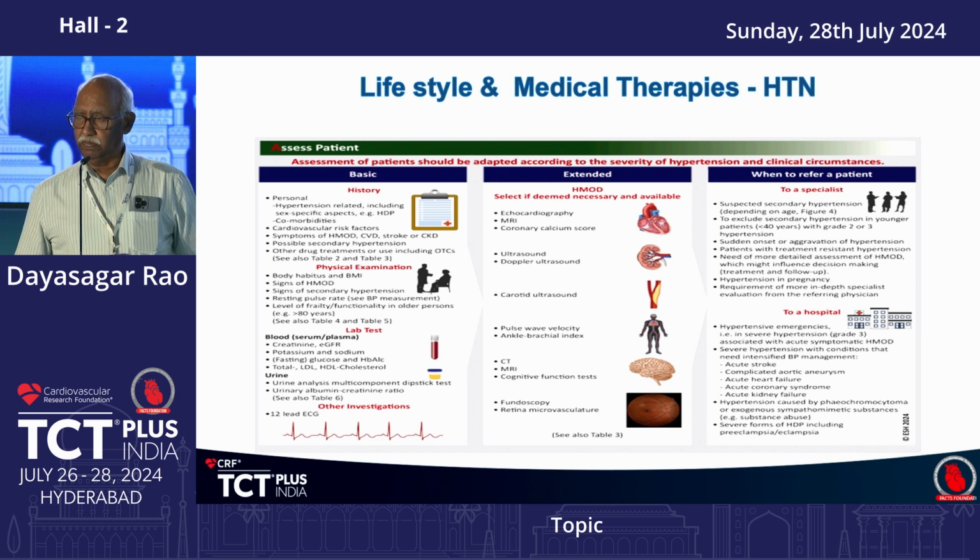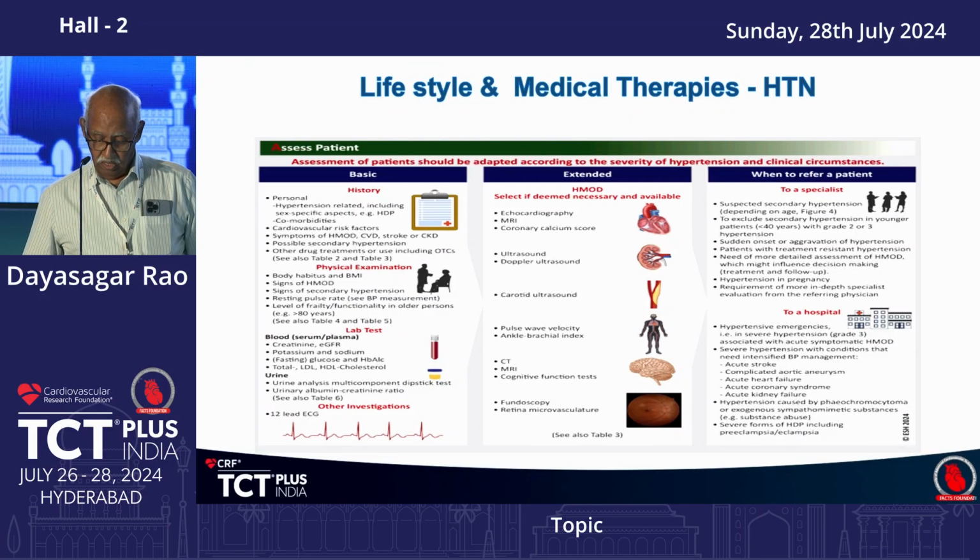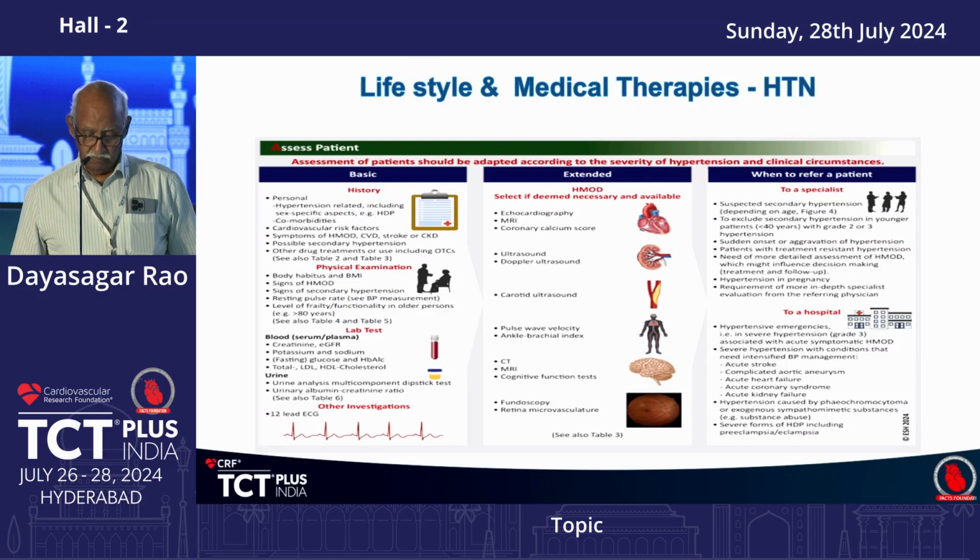So assessment of the patient should include the level of blood pressure and trying to find out whether there are any secondary causes for blood pressure, which the next subsequent speaker is going to tell us more about. Evaluate the presence of target organ damage, and then when to refer to a hypertension specialist in case you get into difficulties, either in evaluation or in the management of hypertension. These are the broad categories, assessment-wise.